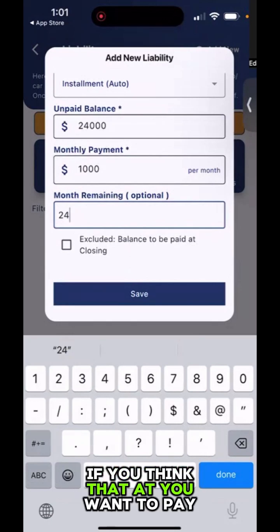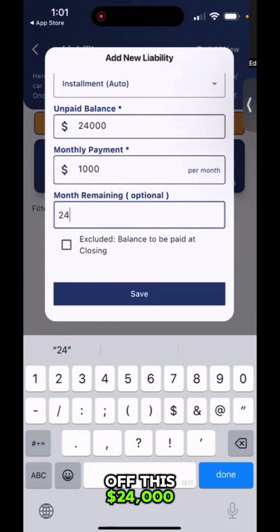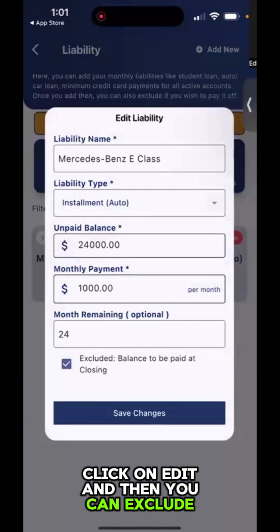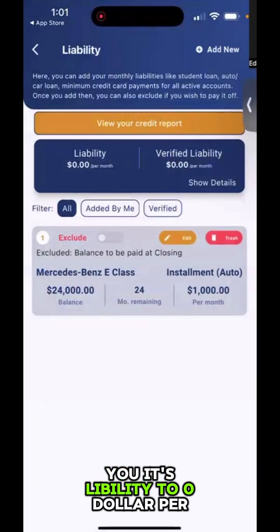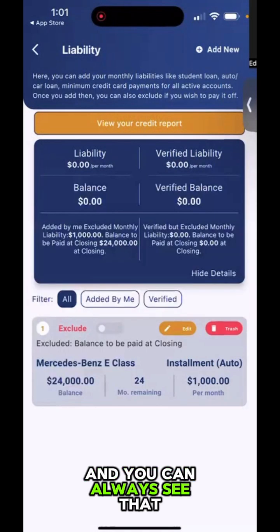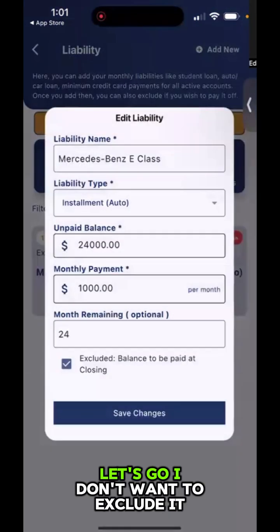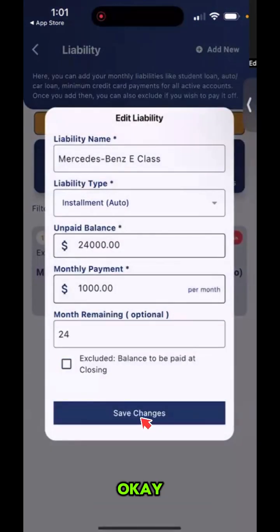Now here, your liabilities reduce the amount of loan you can get approved for. So if you think that you want to pay off this $24,000, then you can exclude it. Otherwise, you can keep it. Now you can come back here again, click on edit, and then you can exclude it. When you exclude it, it's showing your liability $0 per month. And you can always see the detail by clicking on hide details. Let's go. I don't want to exclude it. Okay. I want to keep it there.